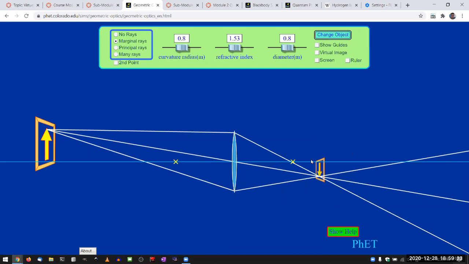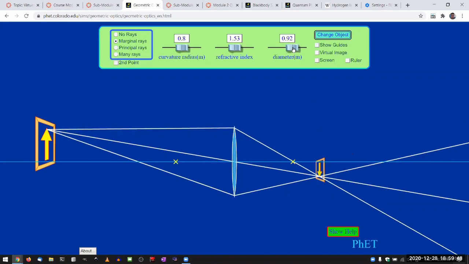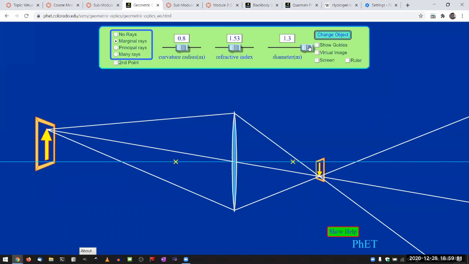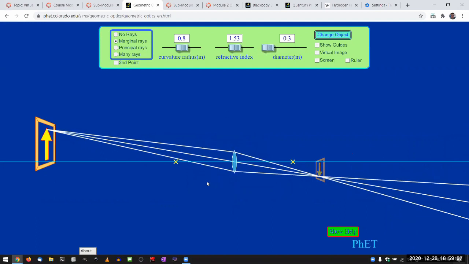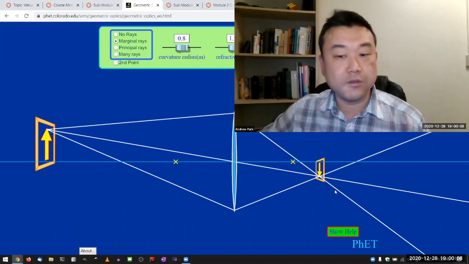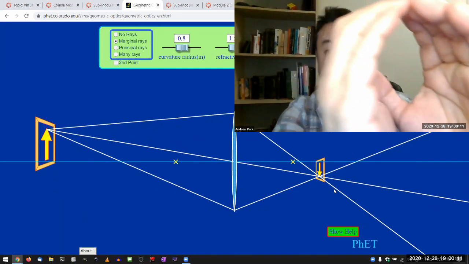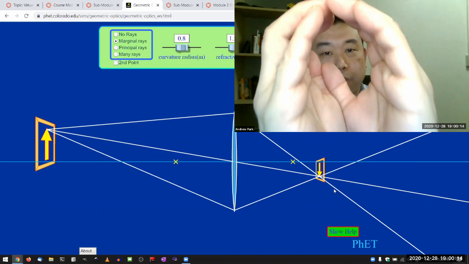When you look at this image, I have this lens. When I have different sizes of the lens, watch what changes with the image and what doesn't change. So when I have a larger lens versus a smaller lens, I think naively one might think that when the lens is smaller, this image should cover smaller portions of the object. It's like if there's a hole and the hole is small, you only see a small portion of the image.